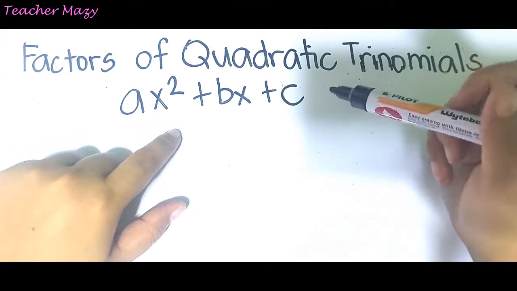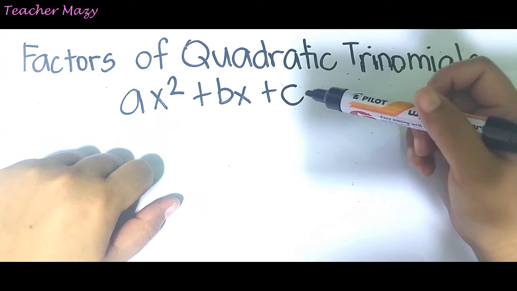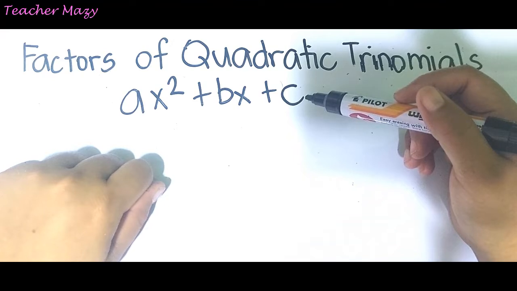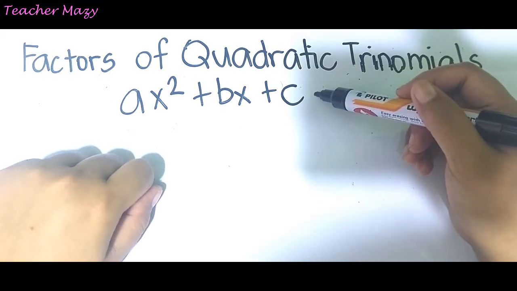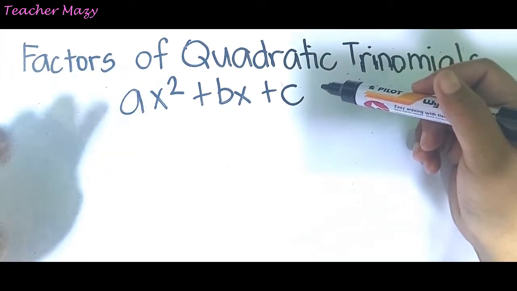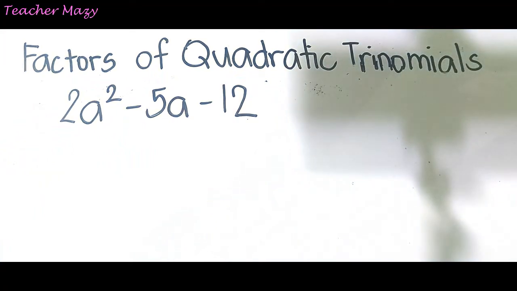So it has different methods, a little bit different from the first form. To make it clearer, let's have some examples. We have an example of a quadratic trinomial here.